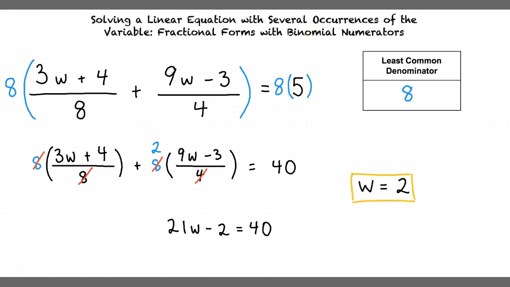Okay, so in order to solve a linear equation with fractions and binomial numerators, we must first find the least common denominator. In order to cancel the denominators of the fractions, I must multiply both sides of the equation by the least common denominator. Finally, I distribute where I need to and solve for the given variable. Then I have my final answer. That's exactly right. Great work.